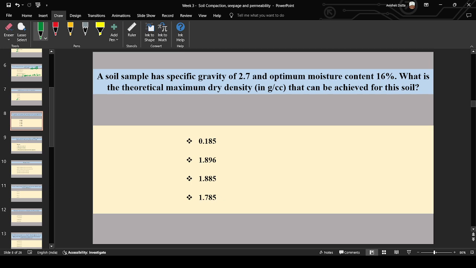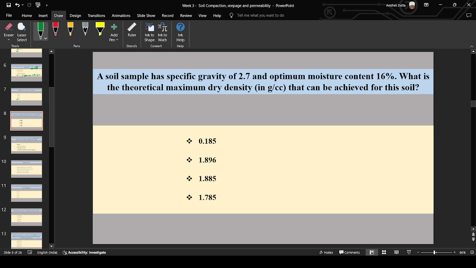Now I'll just put the values: G as 2.7. Rho W is the density of water, 1 gram per cc. W is the moisture content, that is 16, that is 0.16. So I'll just multiply 0.16 with G 2.7, add it with 1, and then divide G, that is 2.7, by the answer. I'm getting a value of 1.885. Okay, the answer is 1.885.